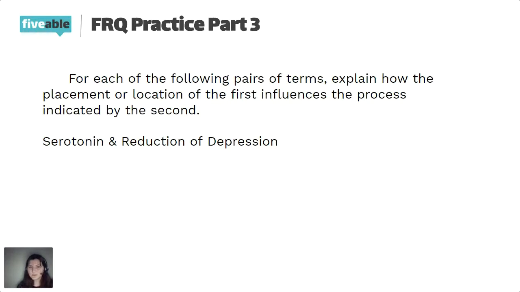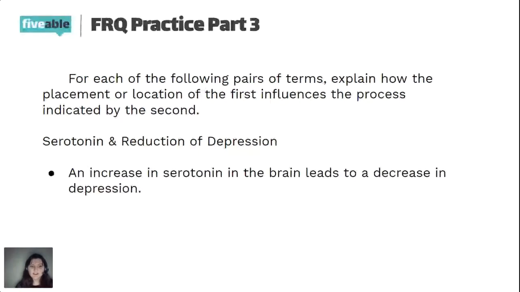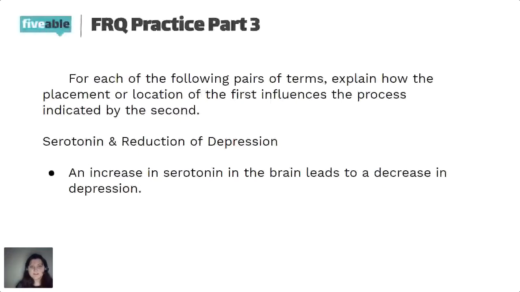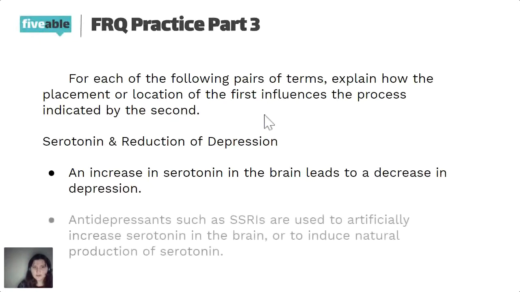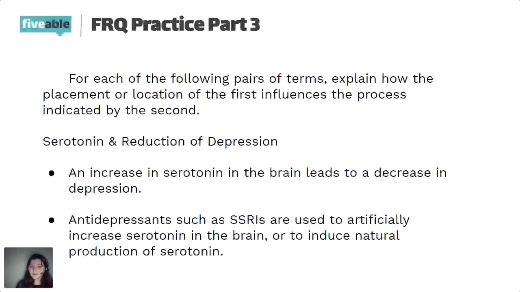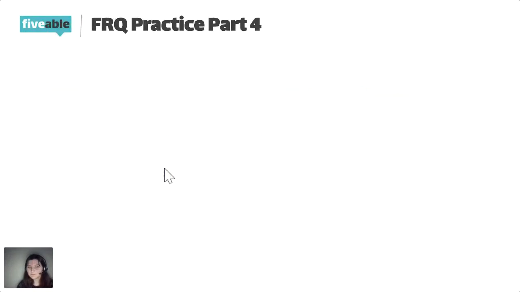The more specific that you can get with these, the better. So, like it was said in the chat, an increase in serotonin in the brain leads to a decrease in depression. This has to do with the neurotransmitters, and after that, antidepressants. It's also good to bring in specific examples when you can. The A in EDA, apply. So antidepressants such as SSRIs are used to artificially increase serotonin in the brain or to induce natural production of serotonin. Notice the vocab words used: SSRI, serotonin, natural production, just the specifics of it.